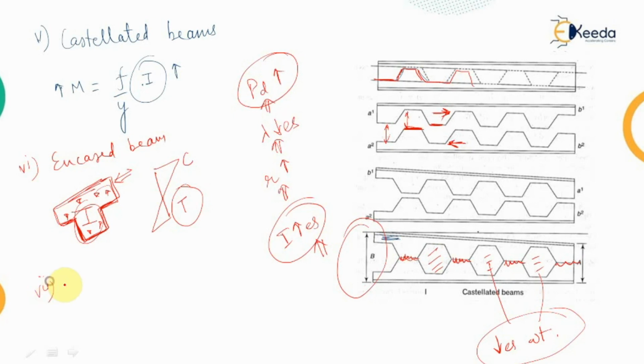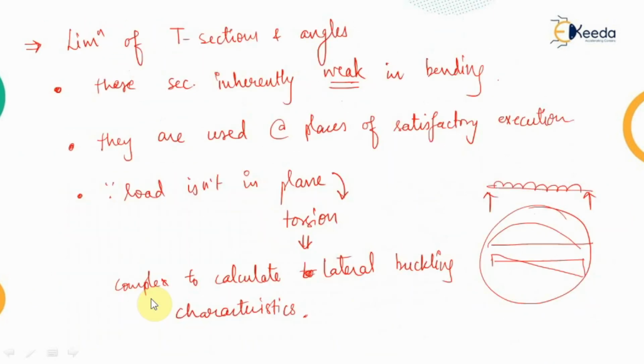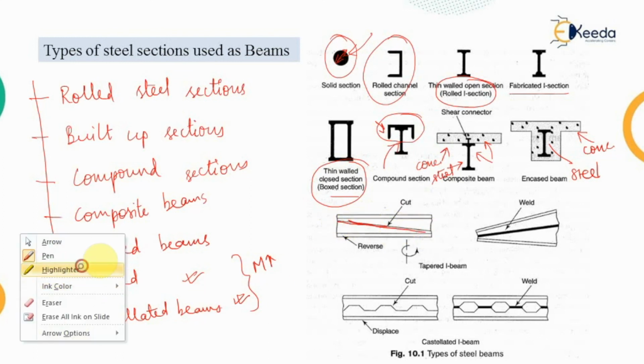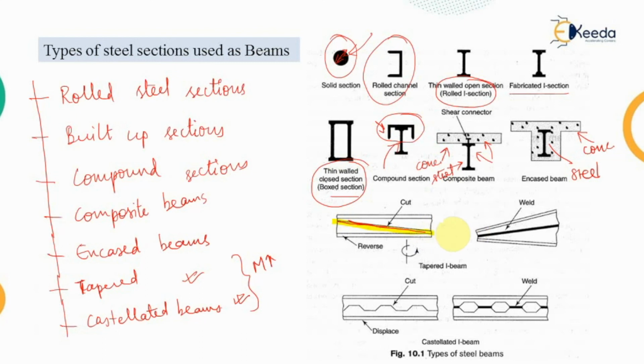And the last type of section which can be used is the tapered beam. These tapered beams are provided so as to obtain the sufficient strength that we have seen in the first diagram. As we have done in the case of the castellated beams, here we are providing the cut along this line, and then we are moving this portion in the reverse direction. So this is rotated, and because of which this shape will be achieved. And at the joint of these two portions we are welding it.